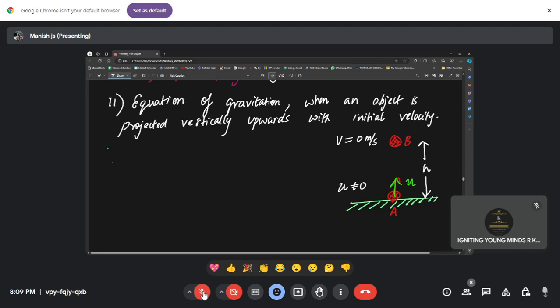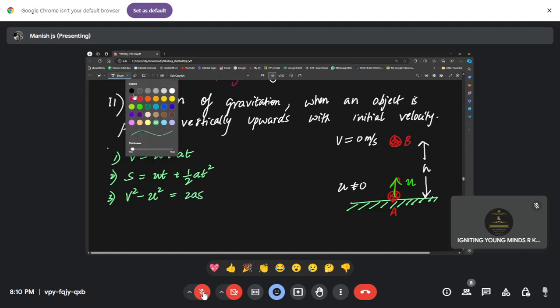Let me write the equations of motion which we have already learned. The first one is v equals u plus at. The second equation, s equals ut plus half at squared. And third equation, v squared minus u squared equals 2as. So these are the three equations of motion. Now let's begin the transformation.